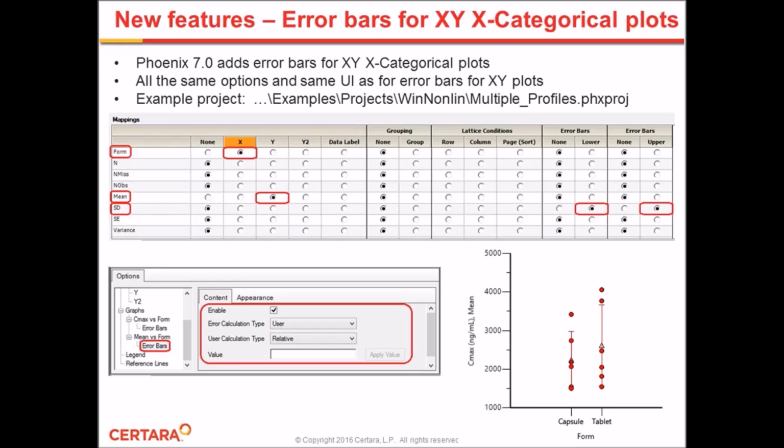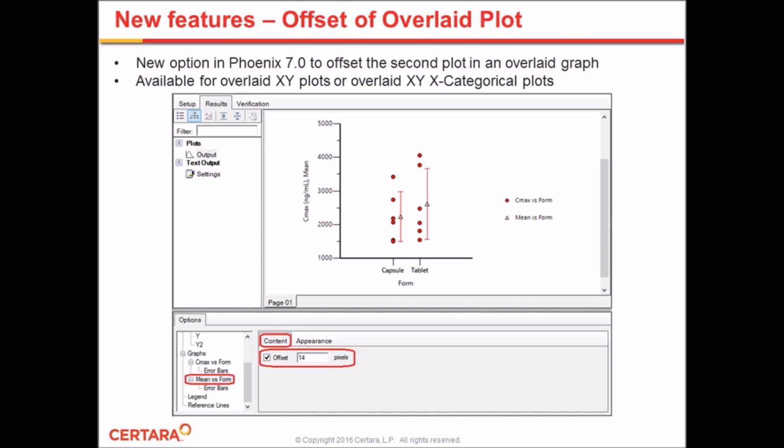So in this example, I've plotted mean against form. Mean is the triangles in the plot, and form is capsule and tablet. And I've used the standard deviations for the length of the error bars. Now when you look at this plot, you're probably thinking to yourself that you'd like to be able to move those error bars over a little bit. And that's going to segue into our next slide, which is an offset option on an overlay plot.